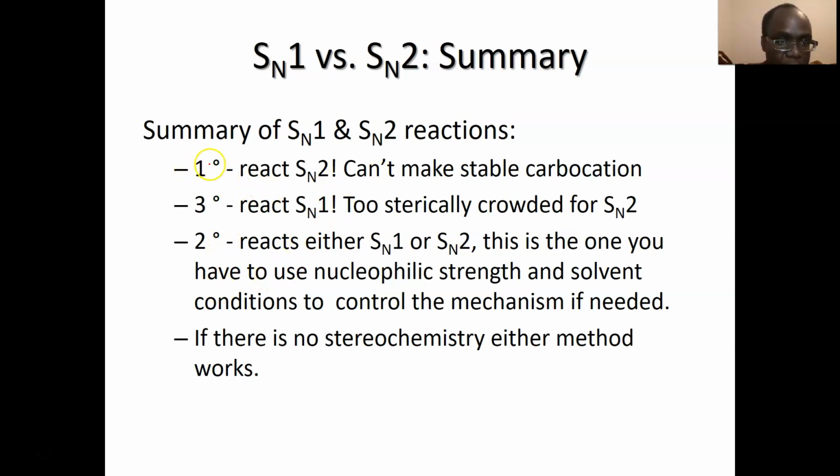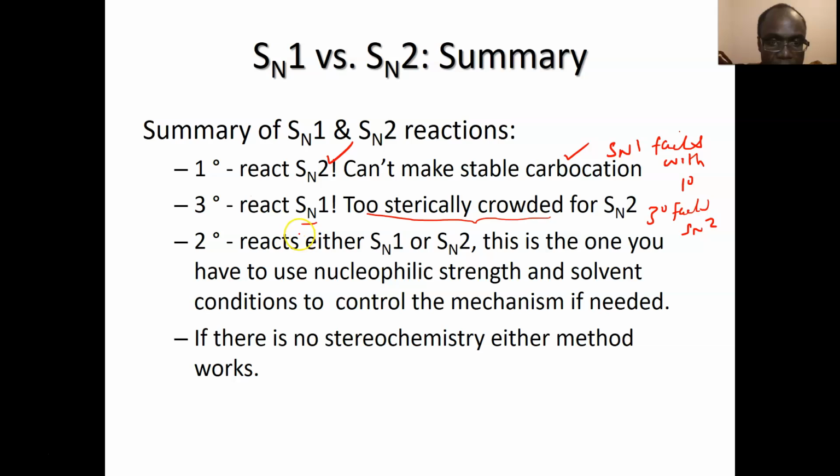Again, to emphasize, primary substrates react by SN2. They cannot make a stable carbocation. That's why SN1 fails with a primary substrate. Tertiary reacts with SN1. The backside is too sterically crowded for SN2, so tertiary fails SN2.